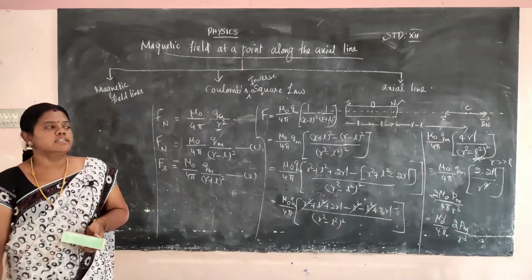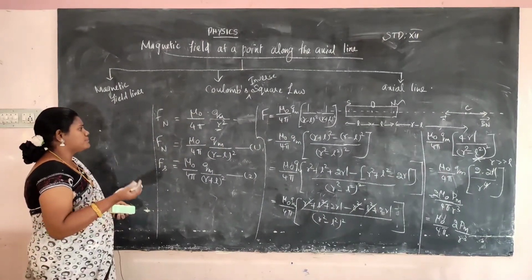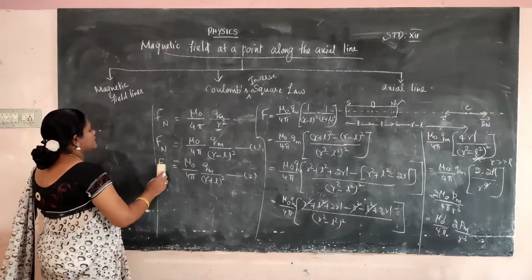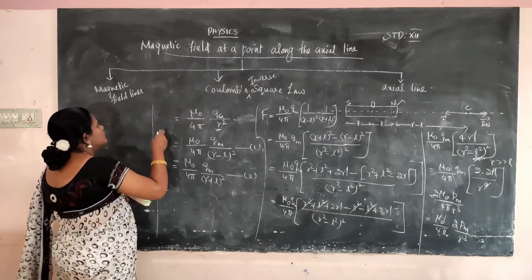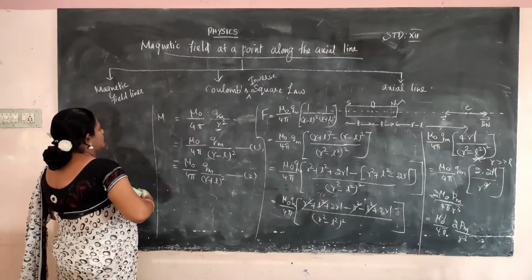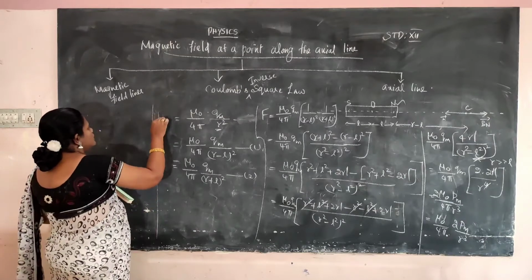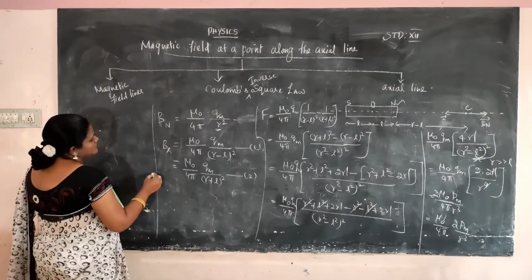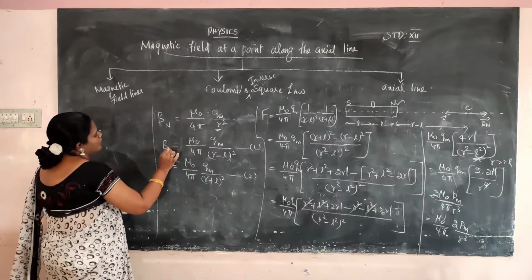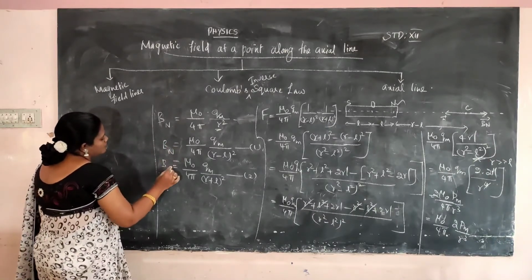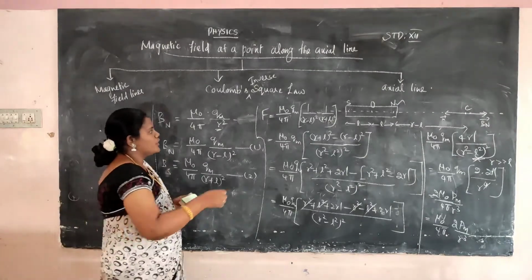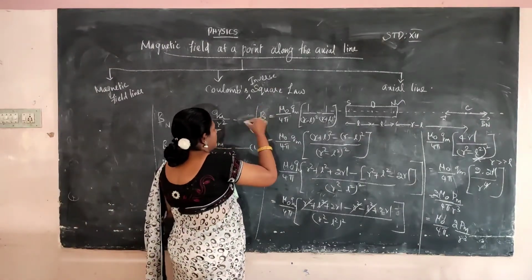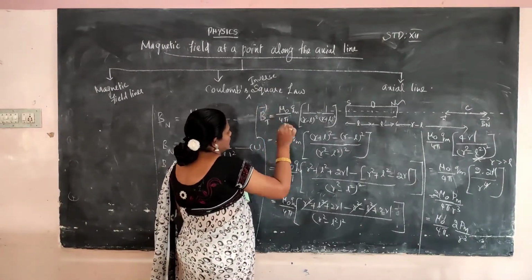This should not be called a force, it will be called a magnetic field. The magnetic field is mentioned as B. So B in north pole and B in south pole. It will be called B in north pole and B in south pole. And this you also have to mention as the magnetic field B, the total magnetic field.